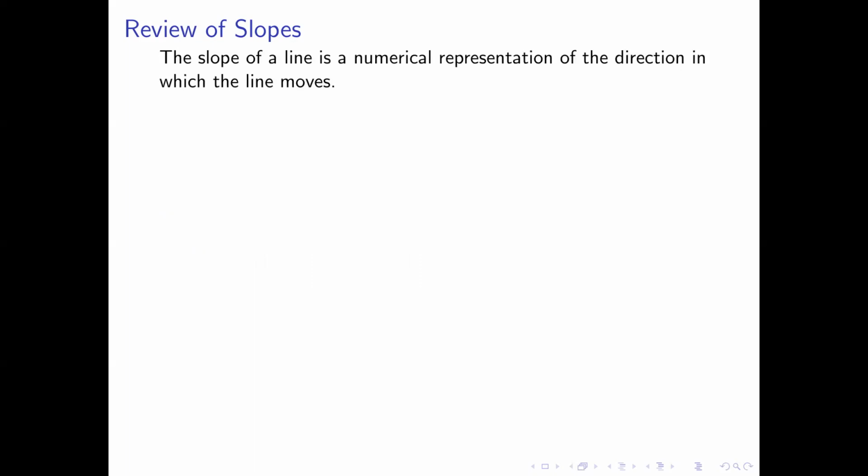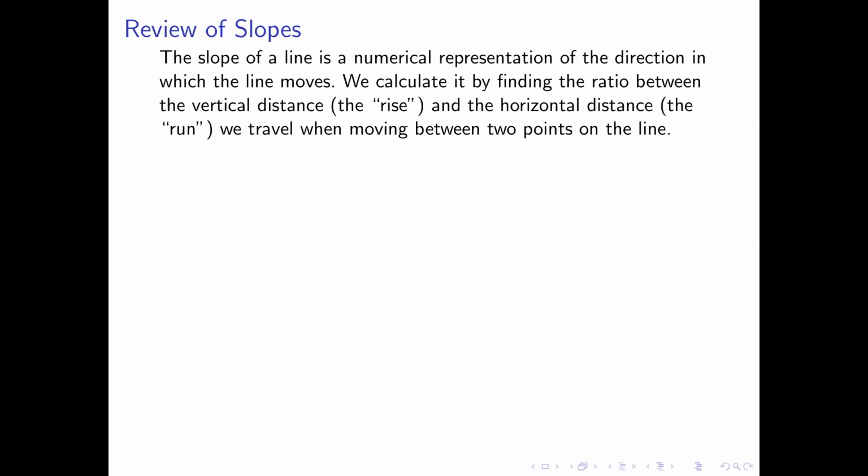So you can think of a slope of a line as a numerical representation. It's a number, but what it tells us when we're thinking about the line is the direction in which the line moves. And we can find this slope, this number, by finding a ratio. We find the vertical distance we move when we're going between 2 points on the line. We sometimes call that the rise. And we divide it by the horizontal distance that we travel when going between the same 2 points. We sometimes call that the run.